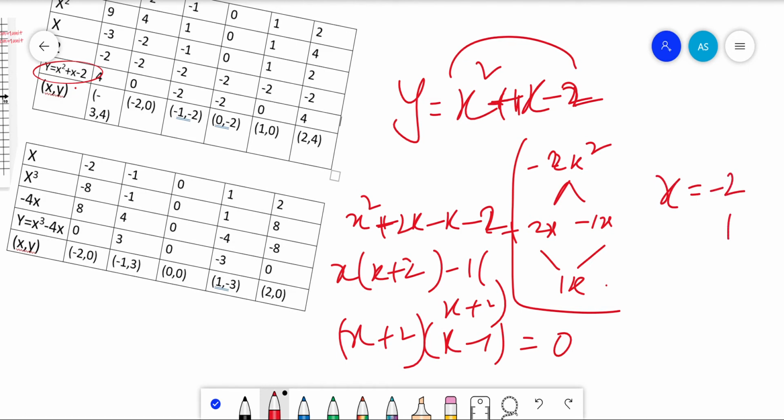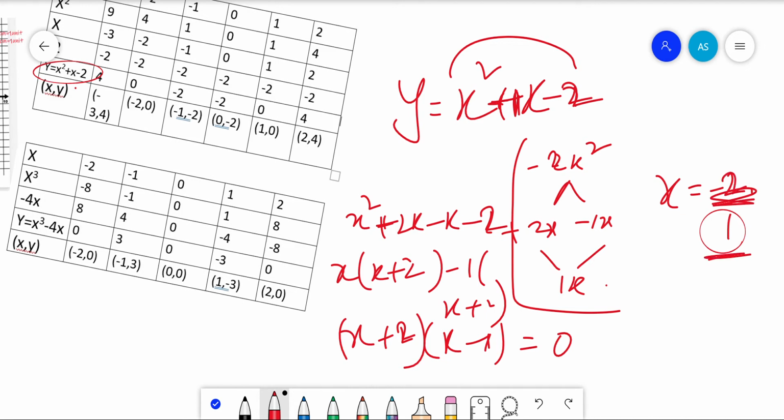Already, splitting the middle term, you know this factorization method. In my previous videos also I explained it many times, splitting the middle term or factorization. So you got the x values as minus 2 comma 1. Here minus 2 is the smallest zero and 1 is the greatest zero out of those two values.